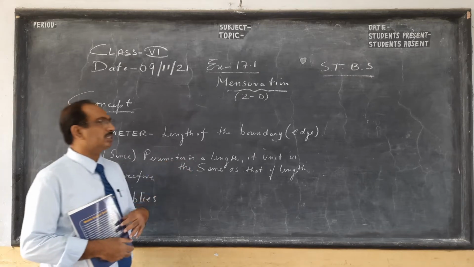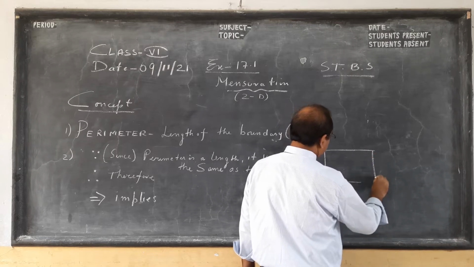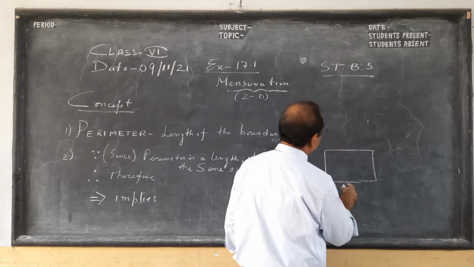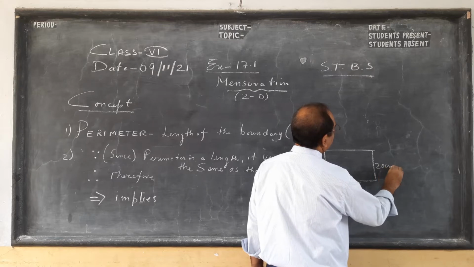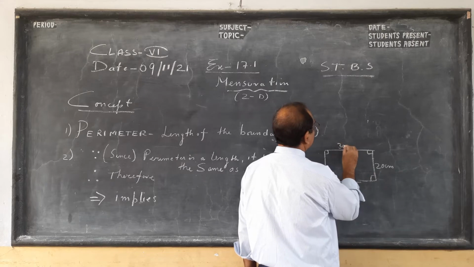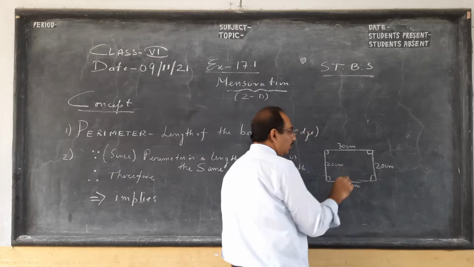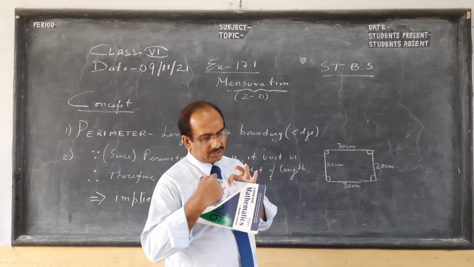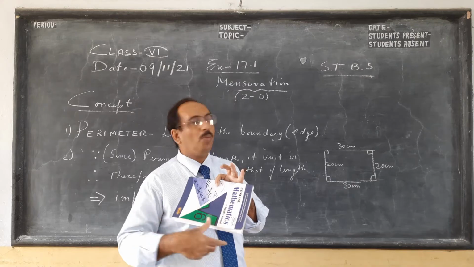So since perimeter is the length, suppose one very simple example I'll give you. Let's take the rectangle like this book. Suppose this is, from my common sense, 30 centimeter, this is 20 centimeter, all the corners are right angles, children. This is 30 centimeter, opposite sides are equal in a rectangle. So the length of the boundary means you can take a thread, children, or a wire, put it all around, then you open it.